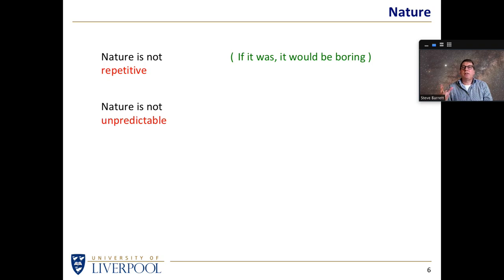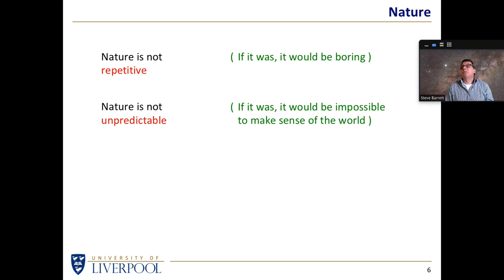But nature is neither repetitive nor unpredictable, in the sense that we can watch things happening in the world and we can say, based on our understanding of how the Earth is turning, we can predict that the sun will rise tomorrow. We might not see it because of cloud, but it will happen. If it was unpredictable, then it would be impossible to make any sense of the world whatsoever. So if it was repetitive, it would be really boring. If it was unpredictable, we wouldn't be able to make sense of the world. So nature is somewhere in between.